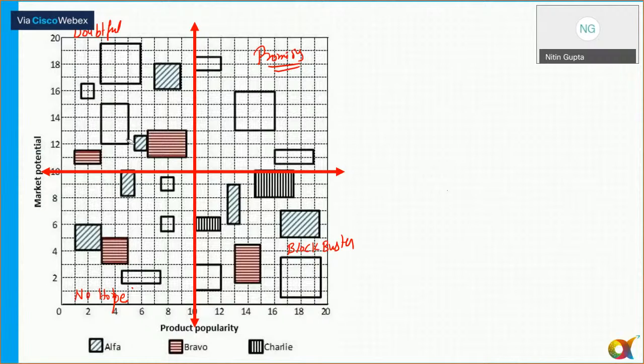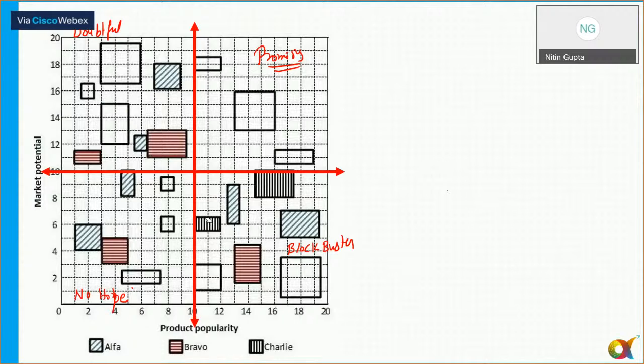Okay, it might be possible that you'll just start checking which one has a value of 10 or more than 10. So just draw a line parallel to the x-axis and y-axis, that is x equal to 10 and y equal to 10. And you can easily classify in the four sectors here. Now let's start with one by one here.